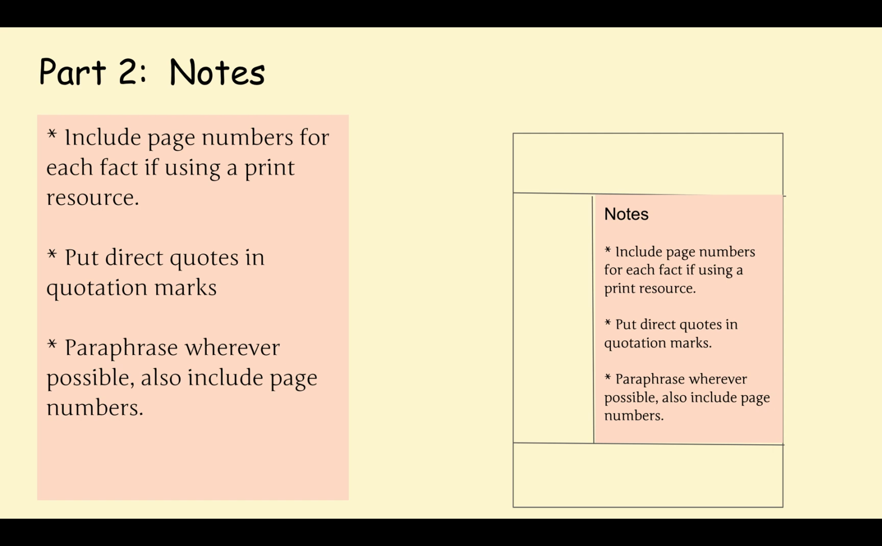All right, the second part is all the notes that you're going to take from whatever source you have. Your notes are going to include things that you find interesting, that you think are important, that are key ideas. You might jot down a diagram. You might import a picture. For every note you have, please include the page numbers for each fact if you're using a print source. If you are using a direct quote, please put that in quotation marks and paraphrase whenever possible. If you are paraphrasing, please make sure that you also include the page numbers.